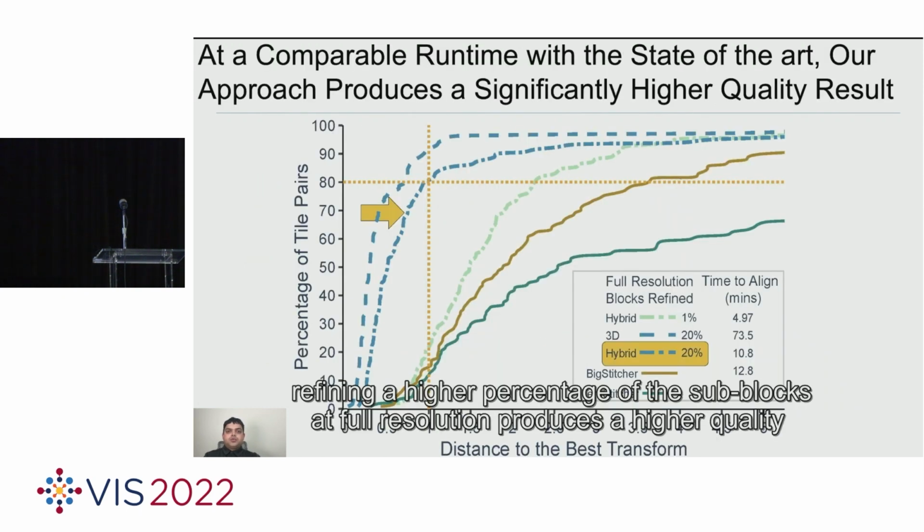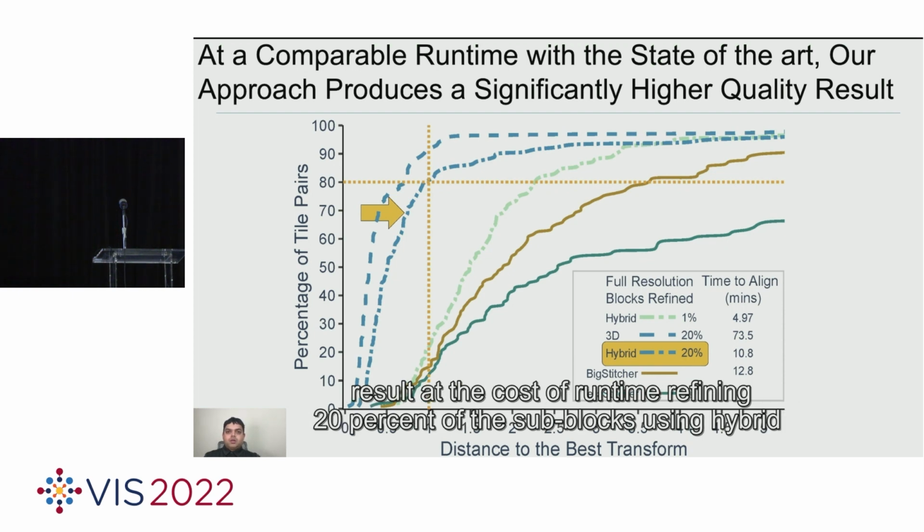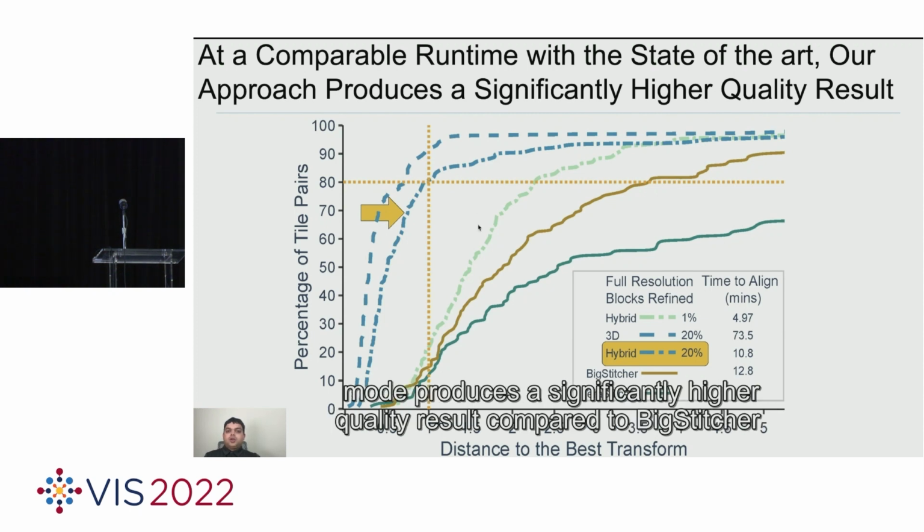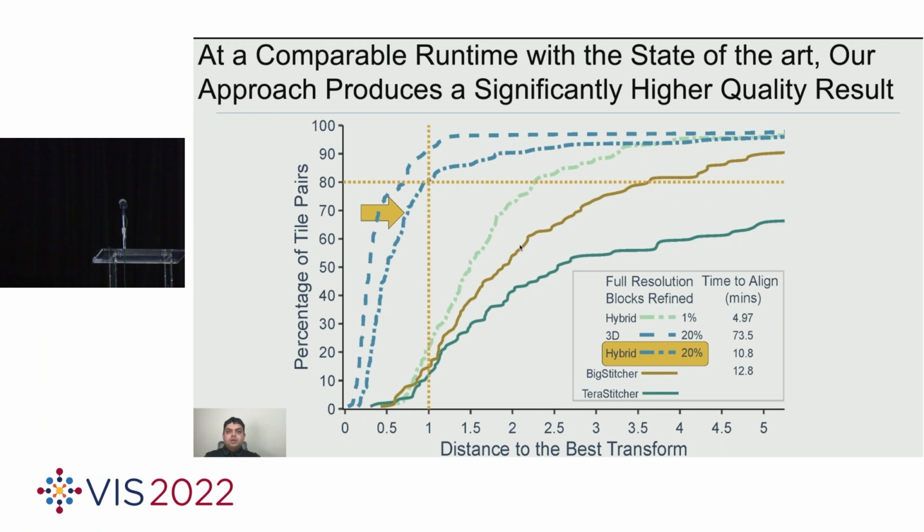Defining a higher percentage of subblocks at full resolution produces a higher quality result at the cost of runtime. Refining 20% of the subblocks using hybrid mode produces a significantly higher quality result compared to BigStitcher. However, it runs at a comparable runtime with BigStitcher.